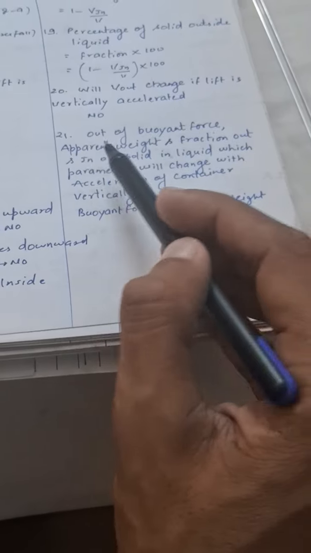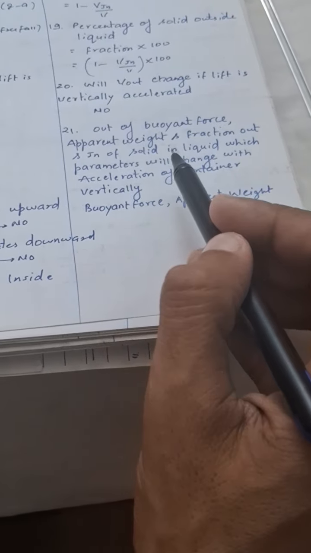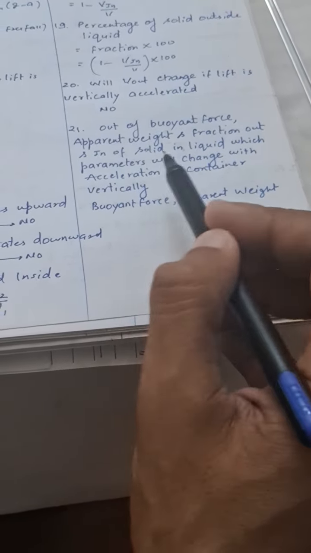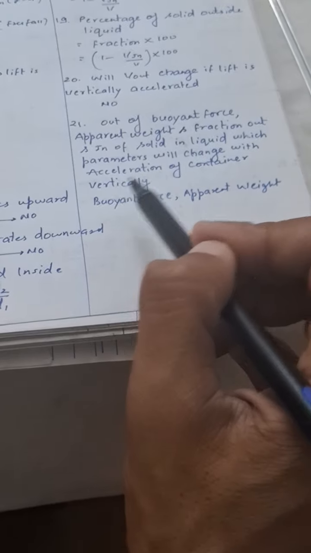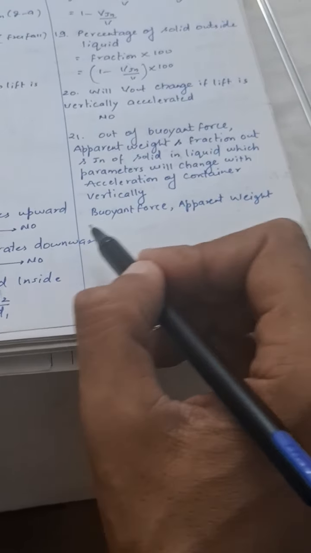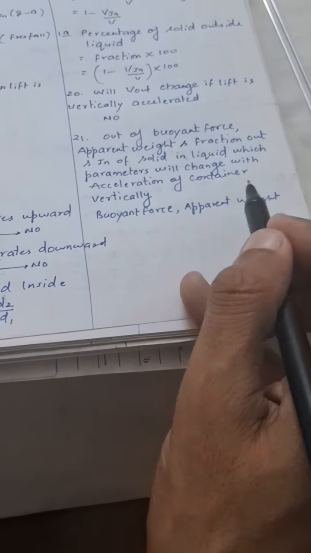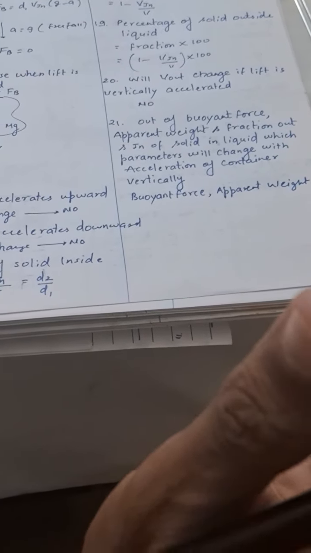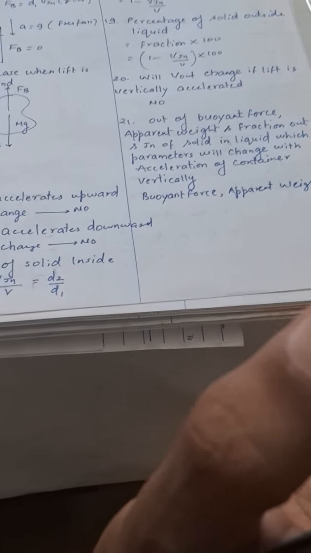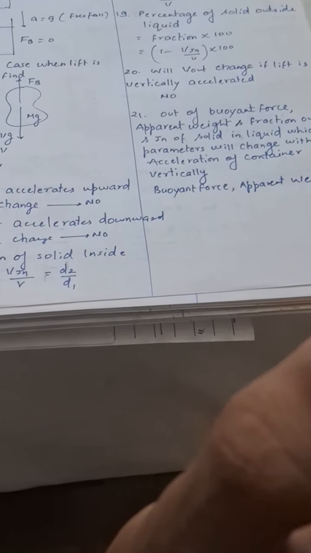Next is, out of buoyant force, apparent weight and fraction out and in of solid in a liquid, which parameters will change with acceleration of containers vertically? So the parameters are the buoyant force and the apparent weight, they will change accordingly, but the fraction inside or outside will not change due to acceleration of the lift. So that's a very important question, very important concept.